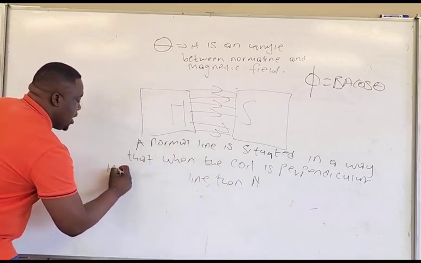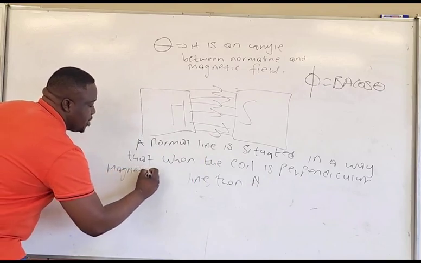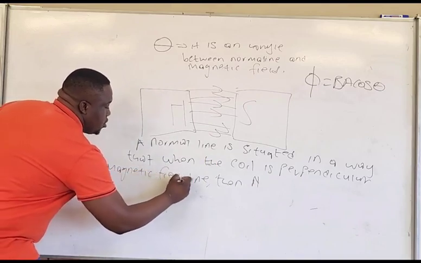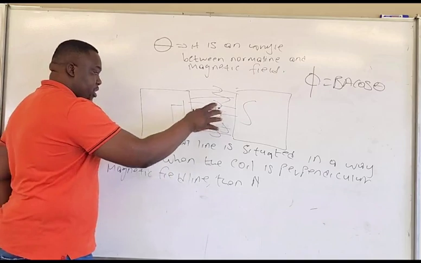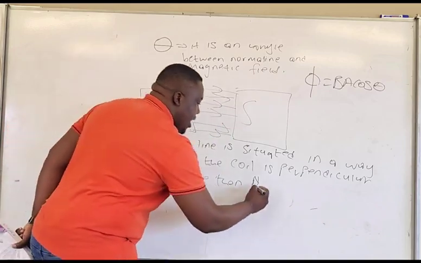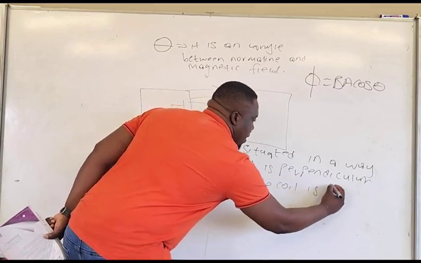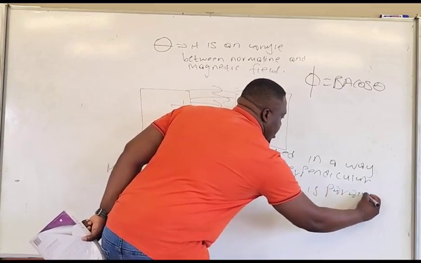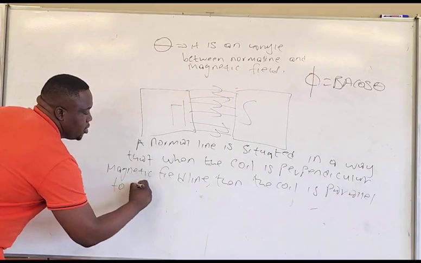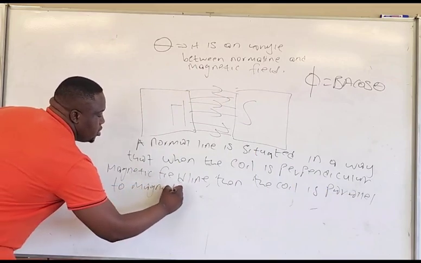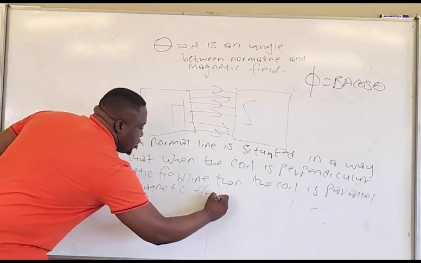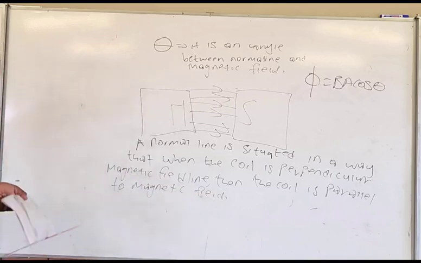The coil is parallel to the magnetic field line. It means the normal line is perpendicular to the magnetic field line. You need to understand, because in these questions, when they ask you, you will need to know the position of a normal line, because theta is the angle between the normal line and the magnetic field.